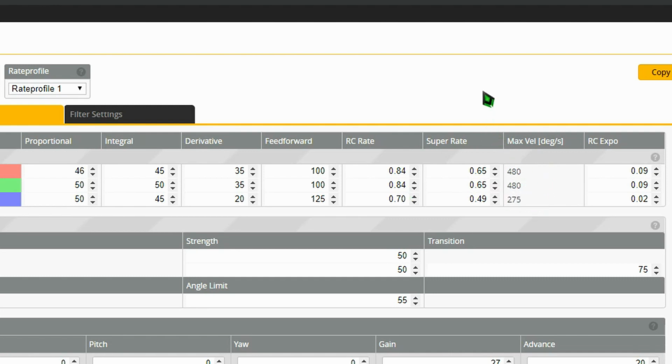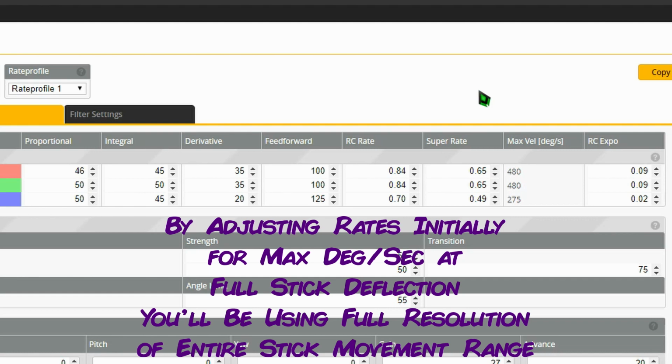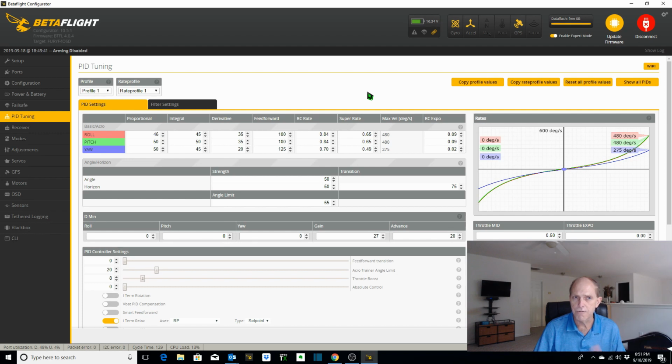Now keep in mind, you want to base your rates tuning, if you will, off of the max deflection of your transmitter stick. If you find over time that you're consistently not able to control the quad coming out of rolls or flips from max stick deflection because it's too fast, that probably means your rates are too high, and you'll want to try and experiment with lowering them and see if that helps out. On Rate Profile 3, I've set up our baseline freestyle rates, which obviously are going to be higher than the race style rates that we set up.